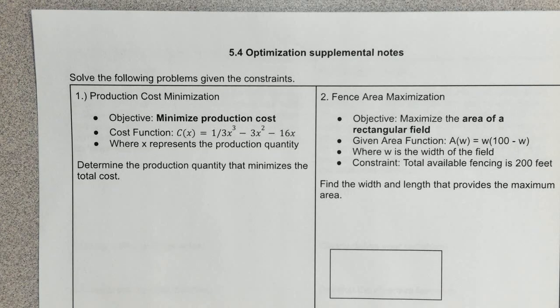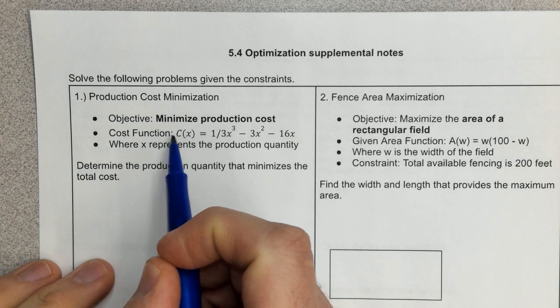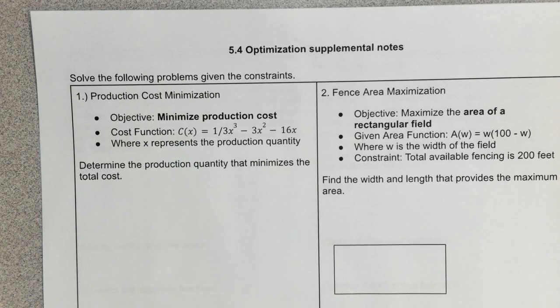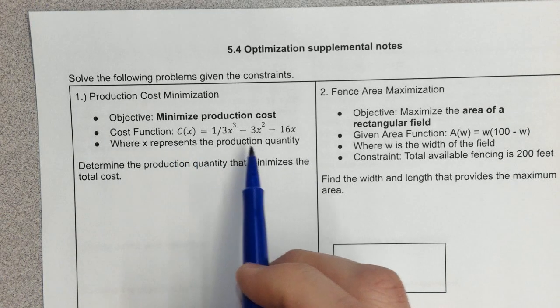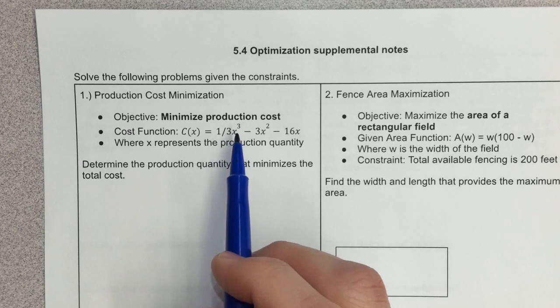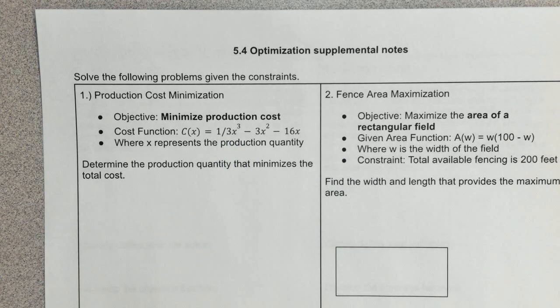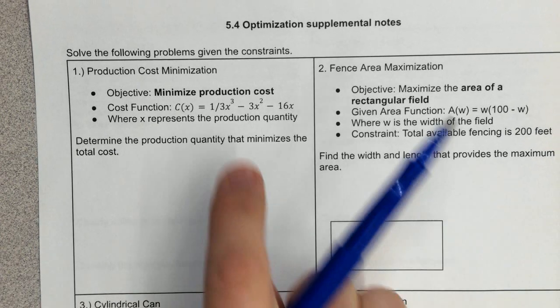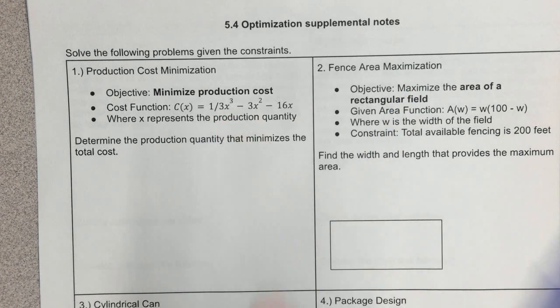So in this first one, it's an example of production cost minimization. We have a function for the cost of production of some item. X represents the production quantity, so how many things you're producing, right? And we want to figure out what is going to minimize the production cost. We're going to use calculus to do this. Now this one, we have just one variable, we have the function, we want to minimize it.